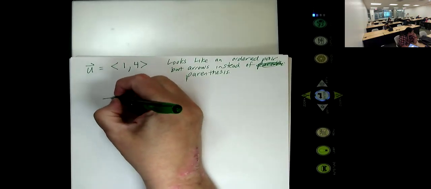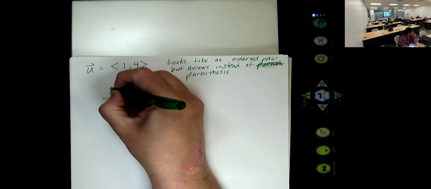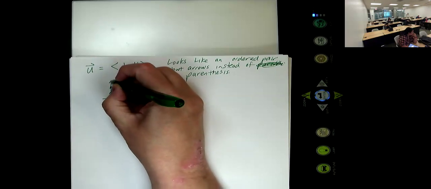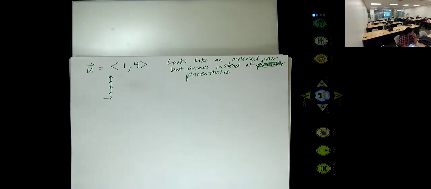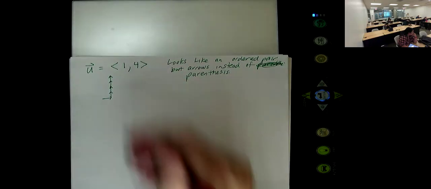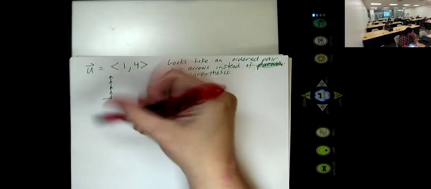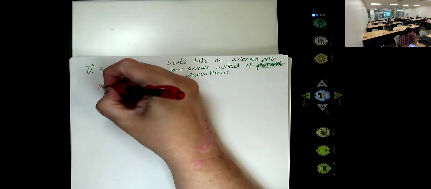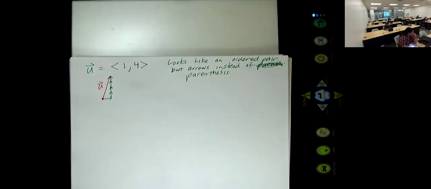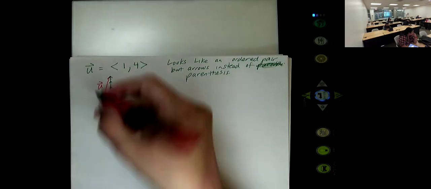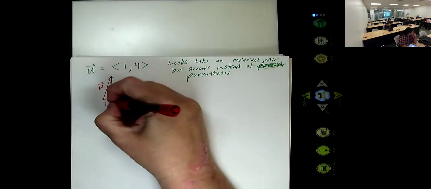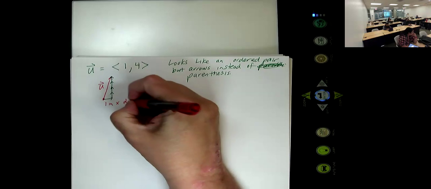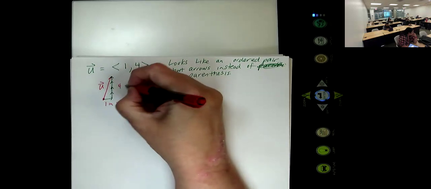What the 1, 4 is showing is the x and y values if I made a triangle for the vector. This is vector u. It goes 1 in the x direction and 4 in the y direction.